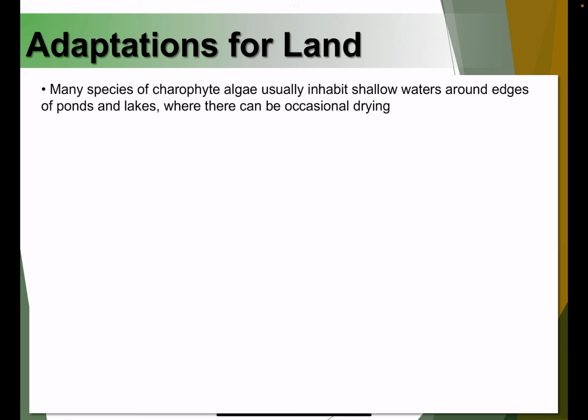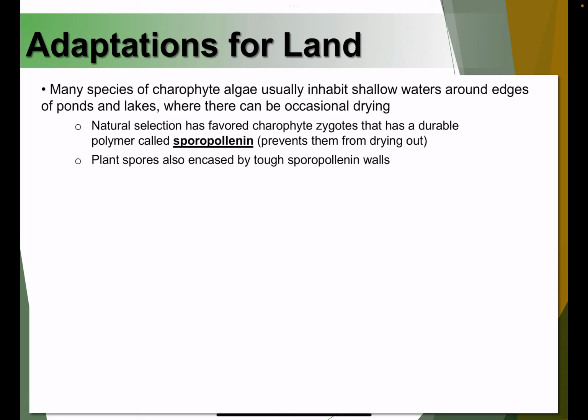Many species of charophyte algae usually inhabit shallow waters around the edges of ponds and lakes, where there can be occasional drying. To allow charophyte species to survive, natural selection has favored charophyte zygotes that have a durable polymer called sporopollenin, which serves to prevent those zygotes from drying out, because there is occasional drying wherever they're inhabiting.